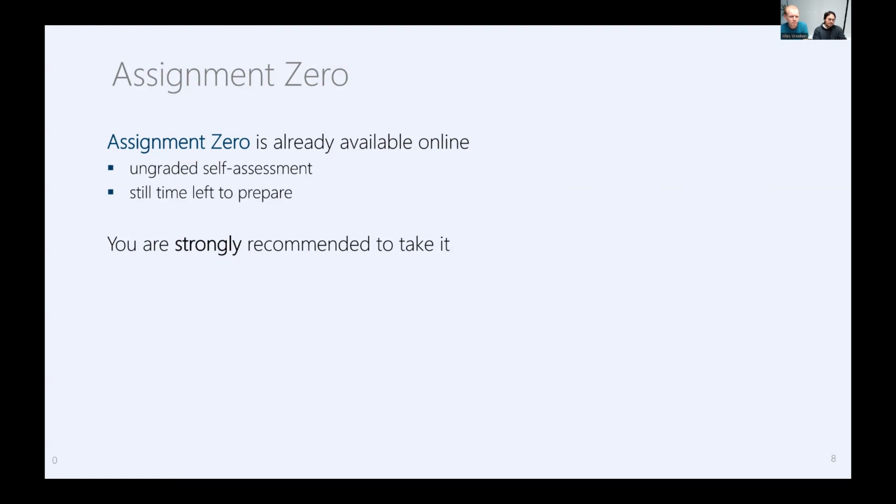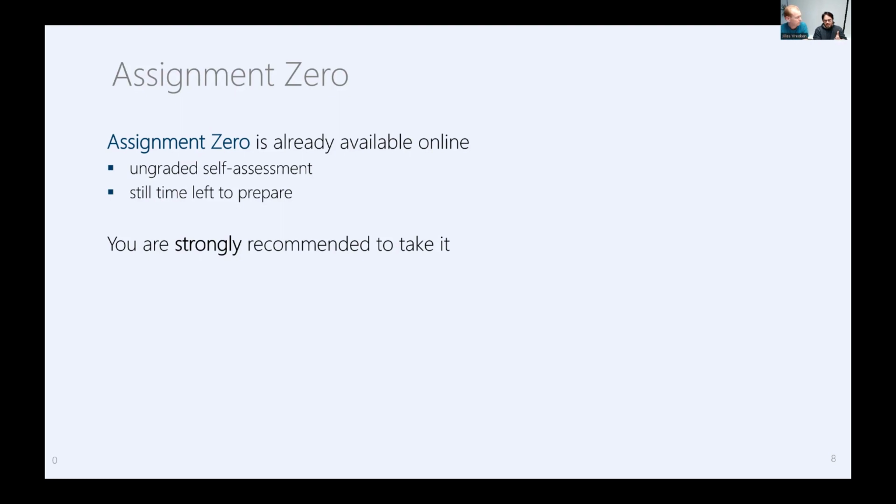This assignment is designed to give you an idea of whether you have the right background or not for the course, right? And it will be self-assessed. So we will not grade this assignment. And so you still have time to do this assignment 0 if you haven't done so already.